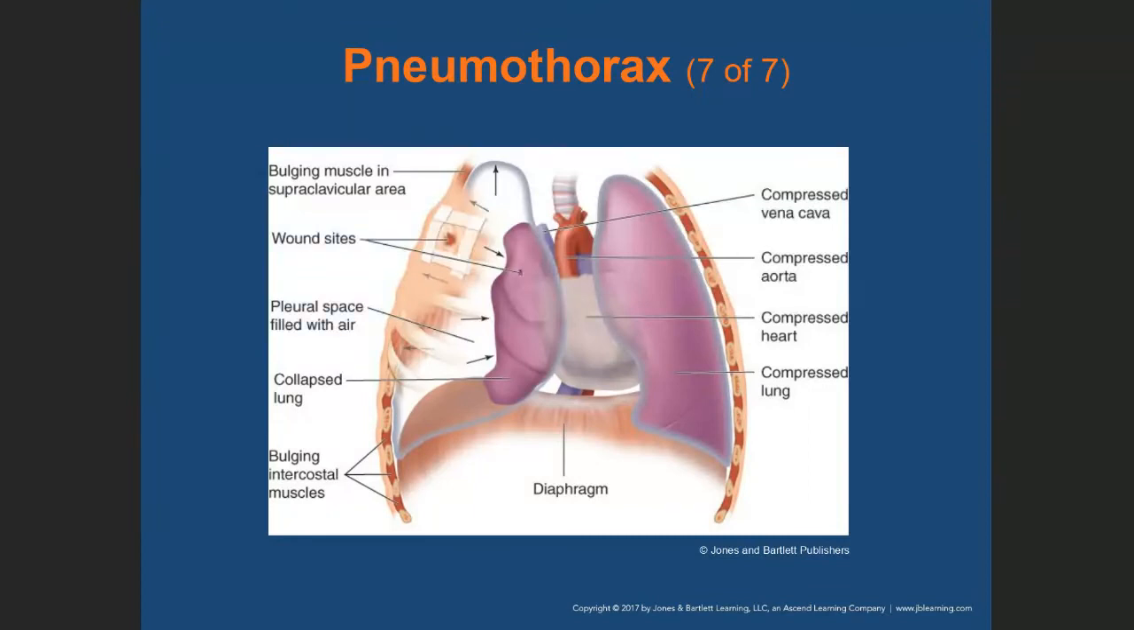Right, so this diagram is depicting a tension. And if you look closely on this diagram, you can see where the trachea actually starts to shift, which is a late finding, right? Because it's compressing the heart, there's going to be back pressure in the blood vessels. So you'll definitely see some distended neck veins in these patients.